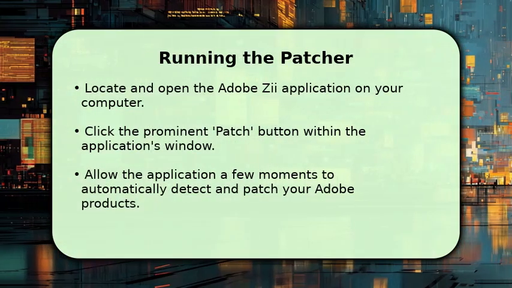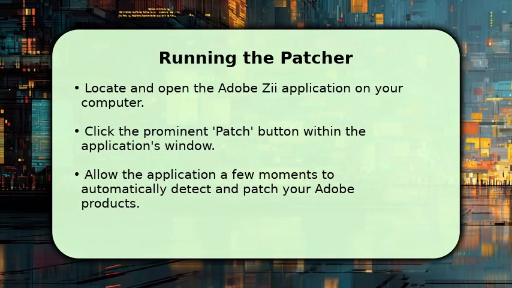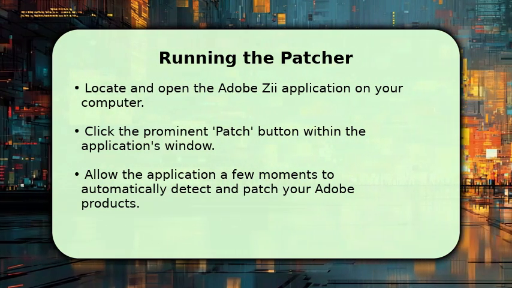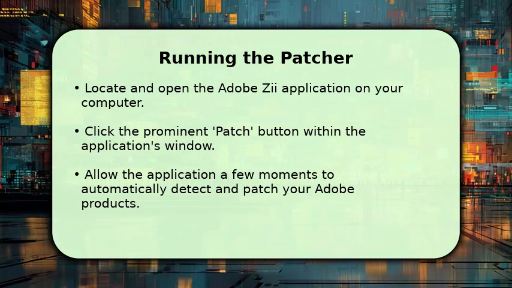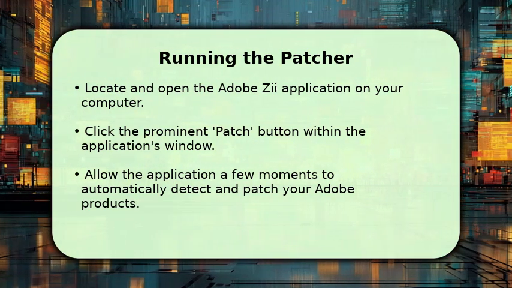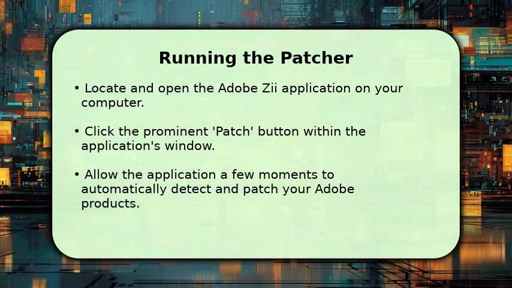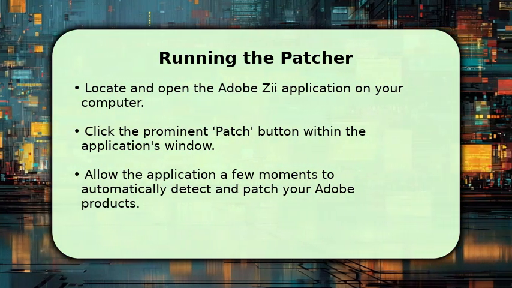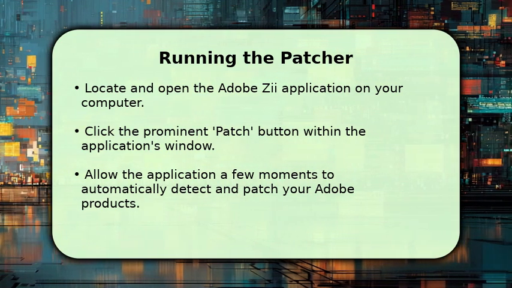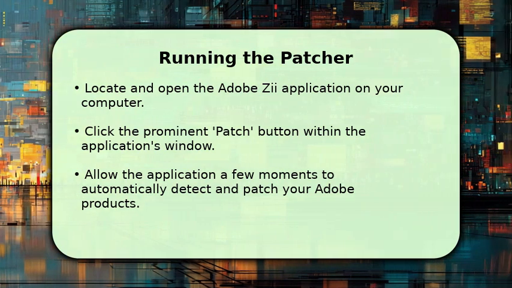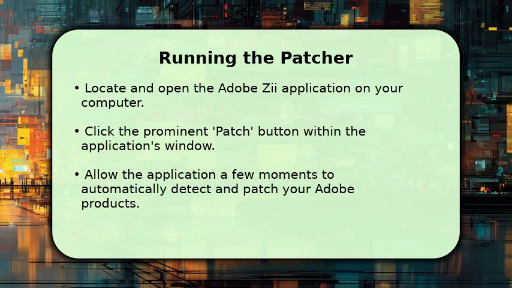Once your system is prepared, locate the downloaded Adobe Zii application. Double-click to open it. You will see a simple window with a prominent patch button. Click this button once. The application will then automatically detect and patch your installed Adobe products. Please be patient. This process usually takes only a few moments to complete, indicated by a completed message.